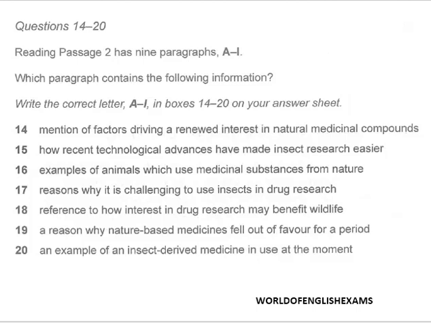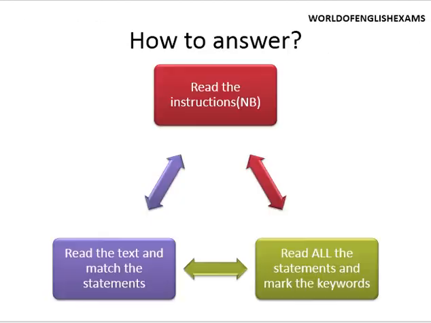So let's look at the strategy to approach these questions. It is just a 3-step method. The first step says read the instructions. We have read them, and fortunately there is nothing called NB here. Now the second step says read all the statements and mark the keywords. You have to underline those words which are very significant in giving the meaning. So for your ease and convenience, I'm going to split each statement separately, help you with identifying the keywords and finding the right answer.